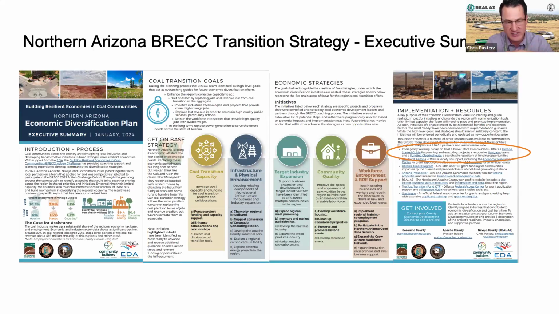So our regional transition strategy is kind of simple. We've got 5 strategies that we're looking at: coal capacity, infrastructure, expansion, community quality, workforce. So you can kind of see those there in the middle.